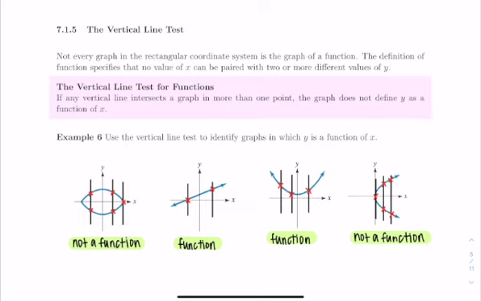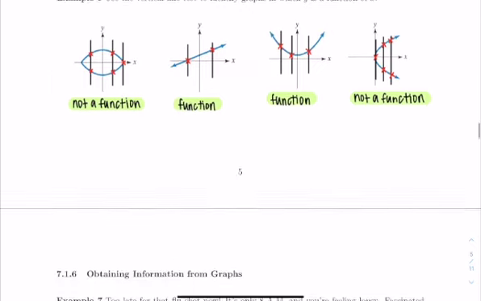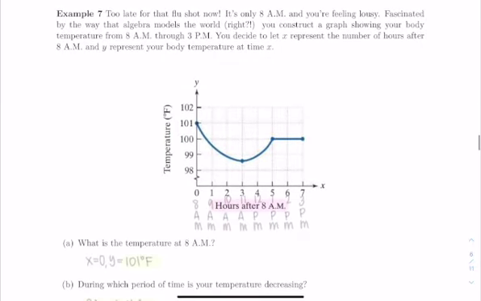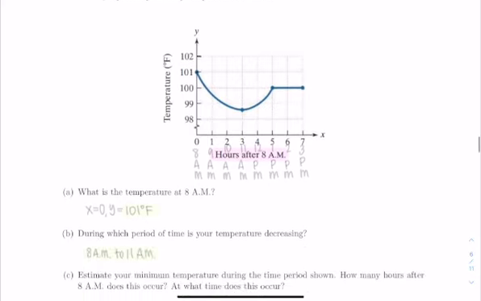And let's try one more. For example, number 7, it's too late for that flu shot now. It's only 8 a.m. and you're feeling lousy. Fascinated by the way that algebra models the world, you construct a graph showing your body temperature from 8 a.m. through 3 p.m. You decide to let x represent the number of hours after 8 a.m. and y represent your body temperature at time x. We're going to use the graph to answer the questions below.